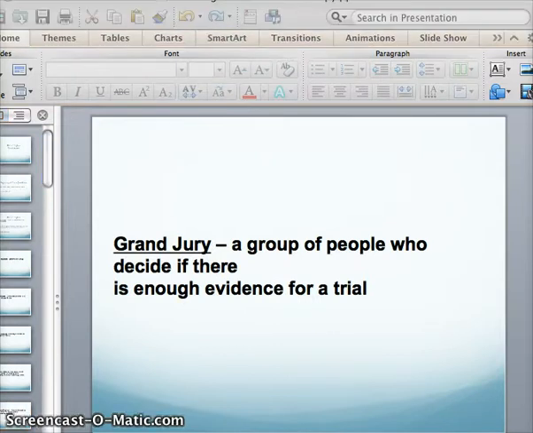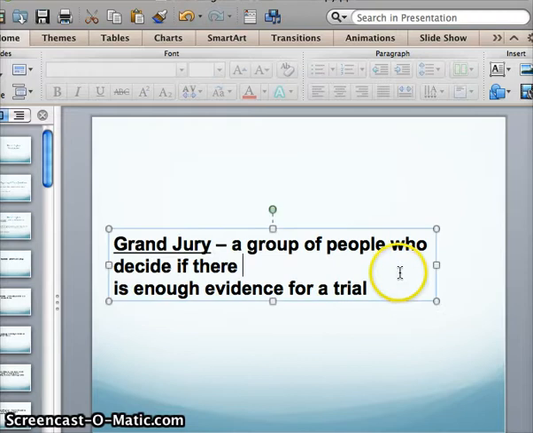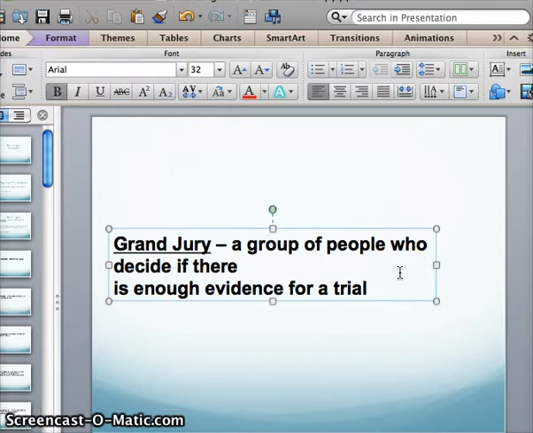Grand jury. A grand jury is a group of people who decide if there's enough evidence for a trial. So one person doesn't make the decision: should this person be charged with a crime? It's a group of people, a grand jury.